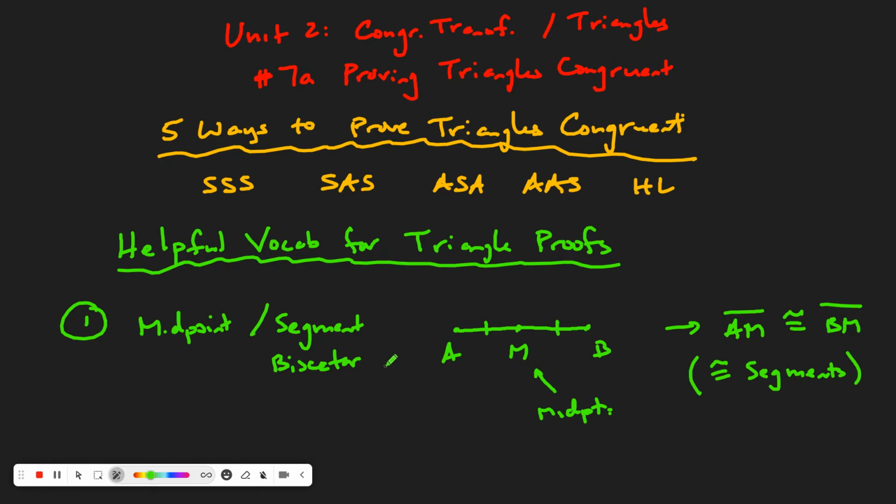Now, if you have your midpoint drawn, and then a line or a ray or a segment going through that midpoint, call this L, now you have what's called a segment bisector. So M is the midpoint, and line L is the segment bisector. That's our first of 6 helpful vocabs for proofs.